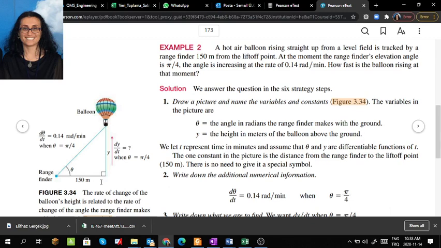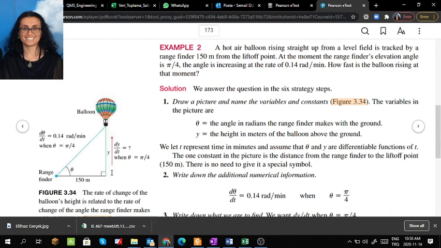Right now it says at the moment the rangefinder's elevation angle is pi over 4. This theta is pi over 4, and the angle is increasing at a rate of 0.14 radians per minute. The question is, how fast is the balloon rising at that moment when the elevation angle is pi over 4? So we are going to first draw a picture, which is actually drawn here. Thankfully we have that, and we are going to apply the strategies that we discussed in the previous strategy table.